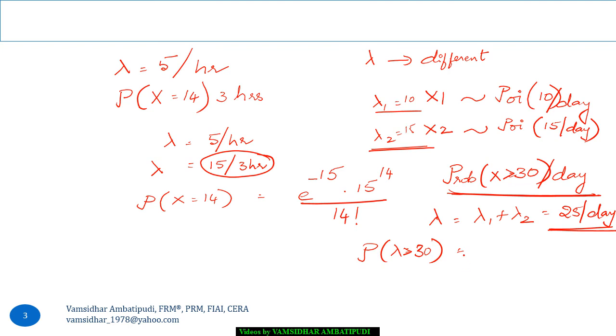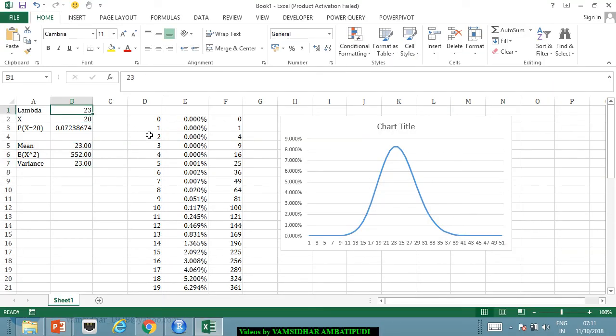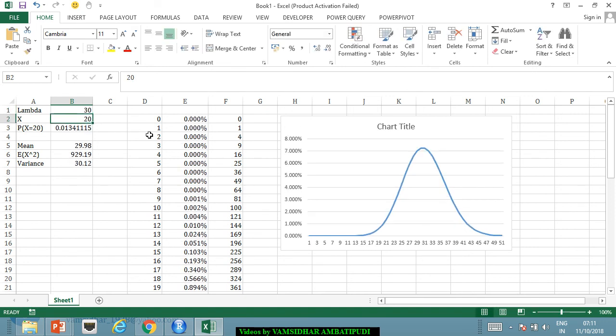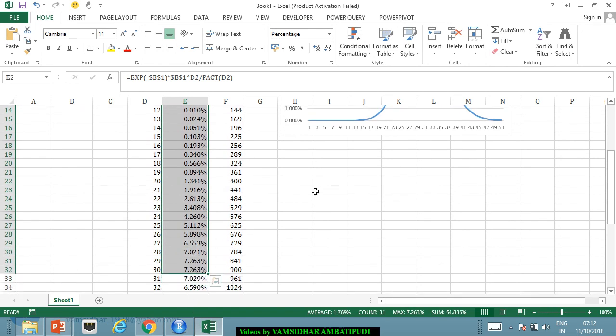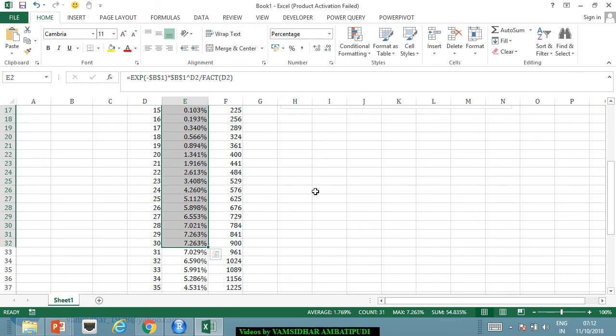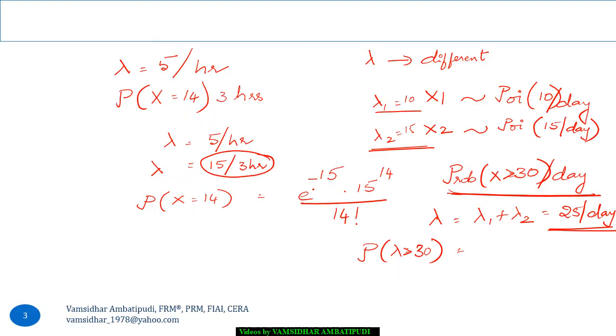So I can very well find out up to 30. I can very well say what the probability is here. If I change 30, I could find out the probability of 0, 1, 2, and so on. Based on this, I can find out the probability of less than 30, which is around 54.83%. So greater than 30 will be the remaining part of it, which is 45 point something.